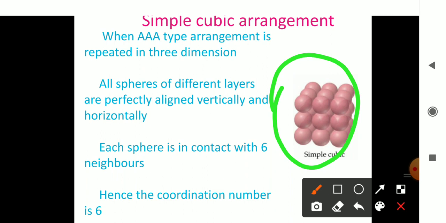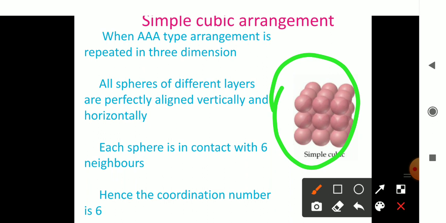Here all the spheres of different layers are perfectly aligned vertically and horizontally. Each sphere is vertically and horizontally aligned with the spheres of the other layer, and here the coordination number is 6, which means each atom is in contact with how many other atoms? 6 other atoms, and so here the coordination number is 6. Students, so how do we get the simple cubic arrangement? When the one dimensional arrangement is repeated in 3 dimension, we will get the simple cubic arrangement. Here all the spheres of different layers are perfectly aligned vertically as well as horizontally, and here the coordination number is 6.